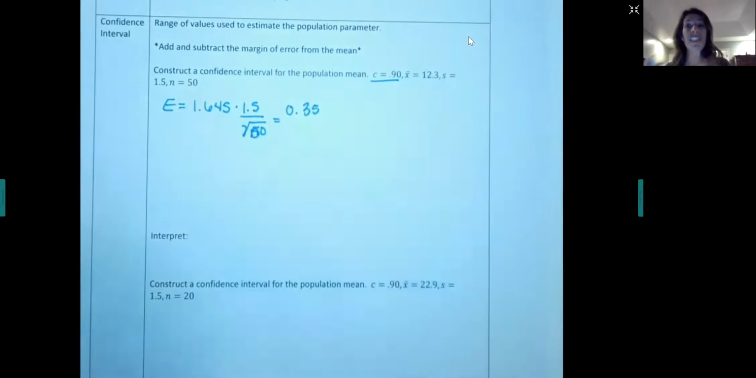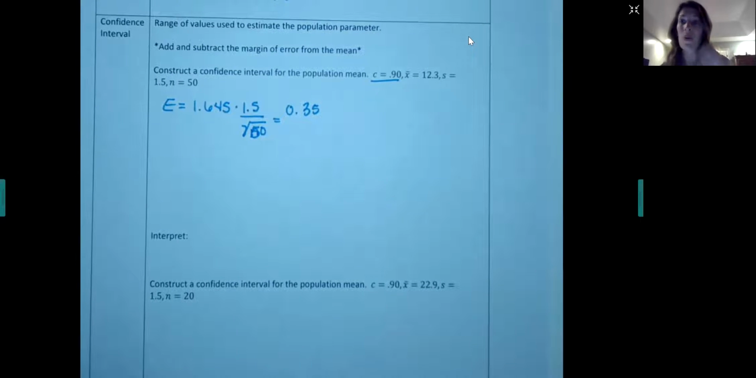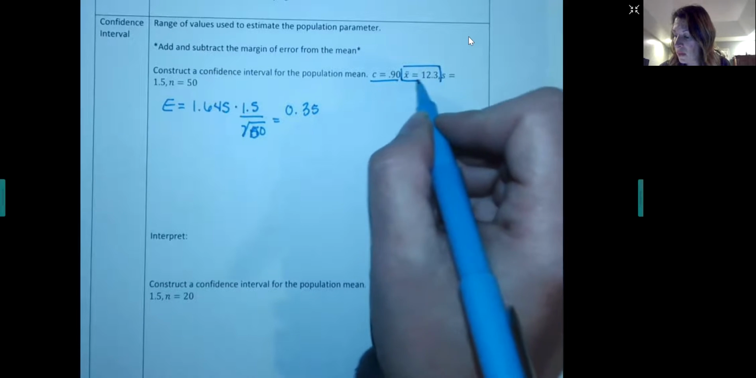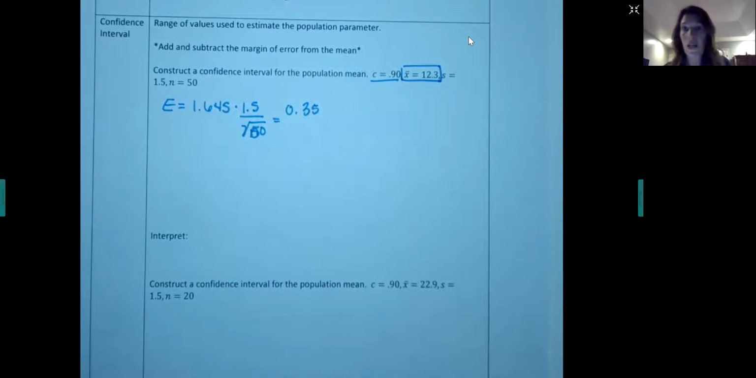Now, we did that above, and we got 0.35. We're going to take this margin of error, and we're going to add and subtract it to our mean, so it gives us a range of numbers that we think something would be in, which means that I'm going to take my x value, my x bar, and I'm going to add and I'm going to subtract it.